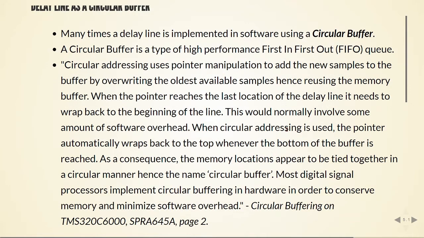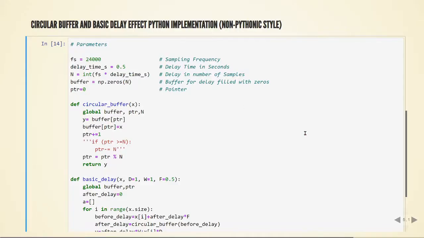For this example, we are not going to use a circular buffer in hardware, but just a circular buffer in software. Here we are going to implement a basic delay effect in Python using the circular buffer, but this is a very non-Pythonic style. There are many ways to implement this in Python much more efficiently than what I'm doing here. But I'm using this implementation because I want it to be closer to the way I'm going to implement it in C to program our DSP.